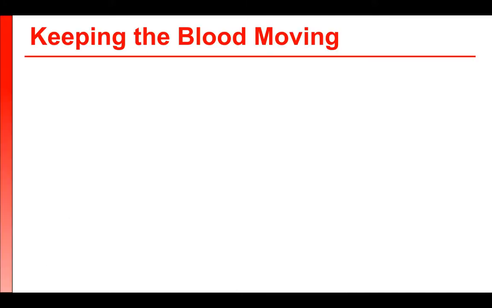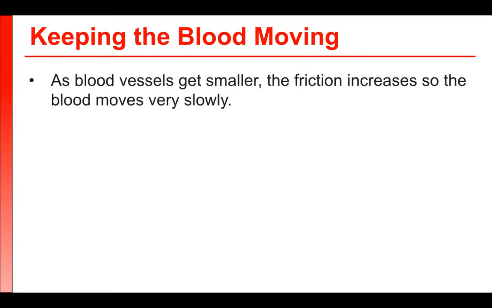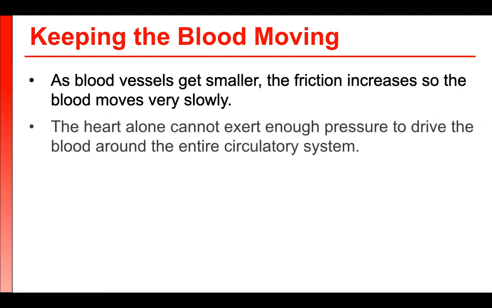So how does the body keep the blood moving? We know that the blood is pumped from the heart. But as the blood vessels get smaller and smaller as it goes throughout the body, there's a lot of friction happening and the blood starts to move really slowly. And the heart alone cannot exert enough pressure to drive the blood around the entire circulatory system.